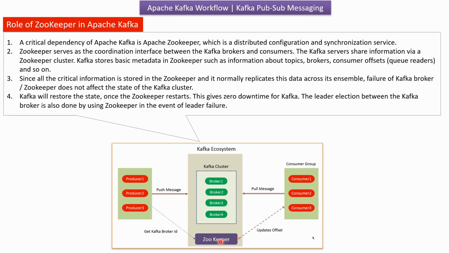Since all the critical information is stored in Zookeeper, which normally replicates the data across its ensemble, the failure of a Kafka broker or Zookeeper does not affect the state of the Kafka cluster. Kafka will restore the state once Zookeeper restarts. This gives zero downtime for Kafka. And the leader election between Kafka brokers is also done using Zookeeper in the event of leader failure.